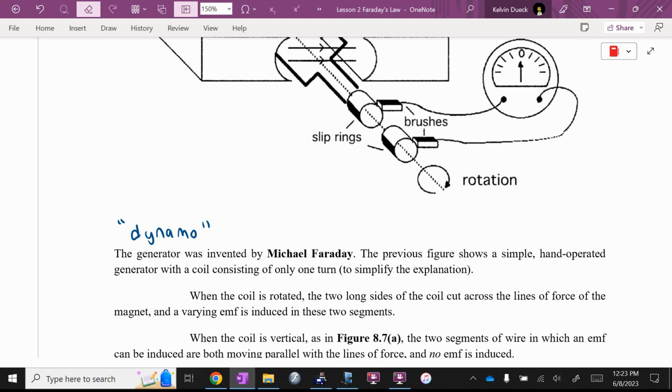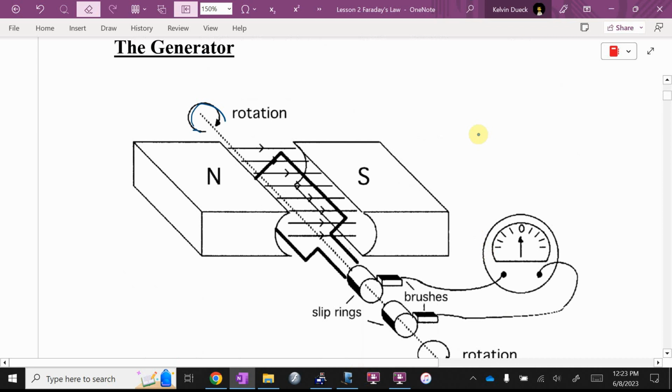Generator, a dynamo. The previous figure shows a simple hand-operated generator with only one coil. So imagine off the page, there's a handle right over here somewhere that somebody is cranking. Really, we're talking about one of these, a hand crank flashlight or something that you crank to recharge. Okay? So we are supplying the motion. I want you to notice what happens.